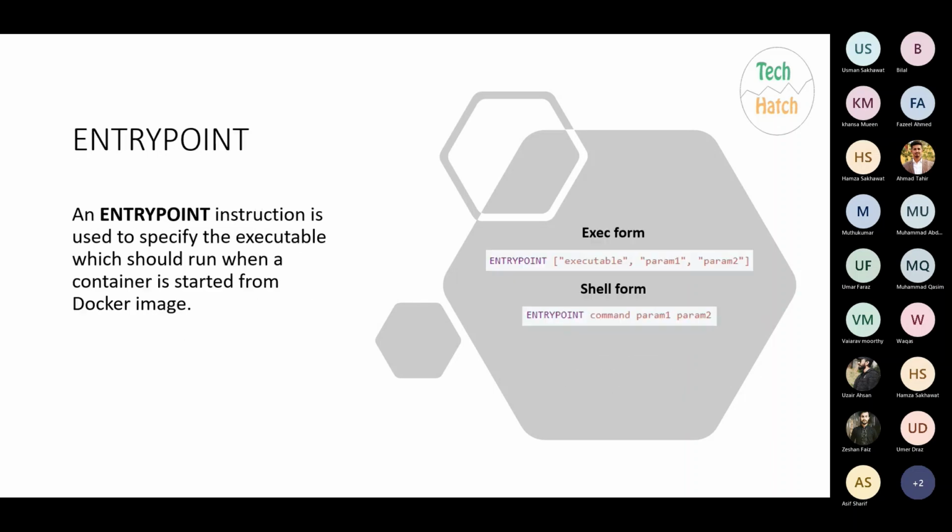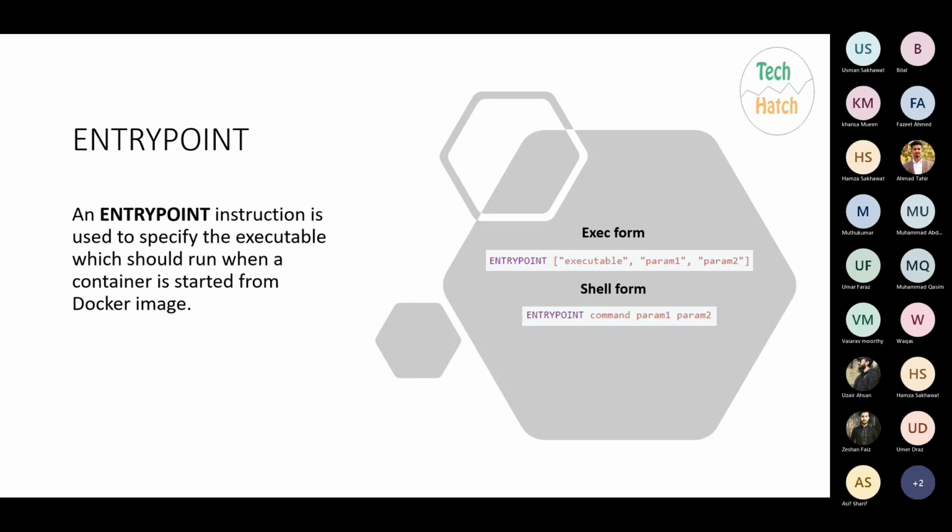Okay, so next we have our entry point instruction, and I think it's the last instruction. Then we'll be creating our own Dockerfile, and we'll be creating our own image from that particular file. So what is this entry point instruction going to do? An entry point instruction is used to specify the executable which should run when a container is started from a Docker image.